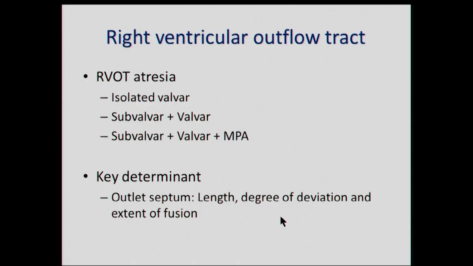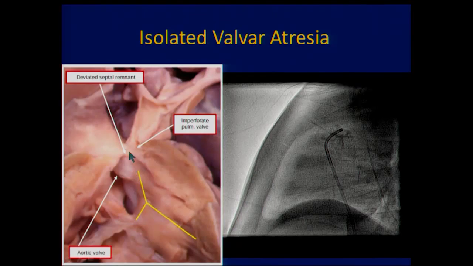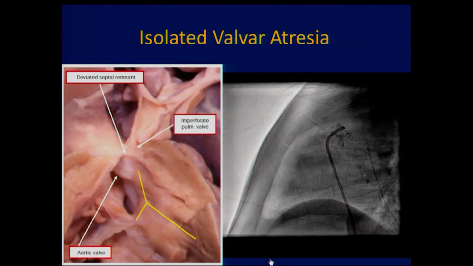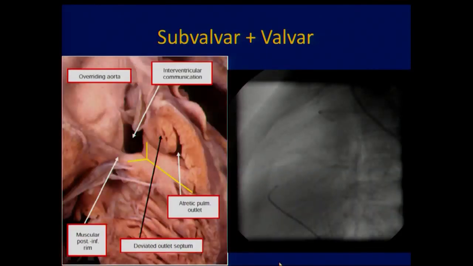And this is an example where you can see that this is an isolated imperforate pulmonary valve, with a well-developed main pulmonary artery. And you can see this is an example of a tetralogy of Fallot with membranous atresia of the pulmonary valve.